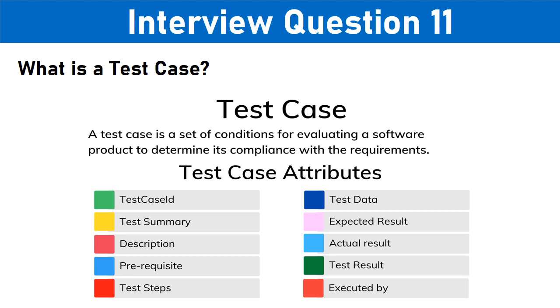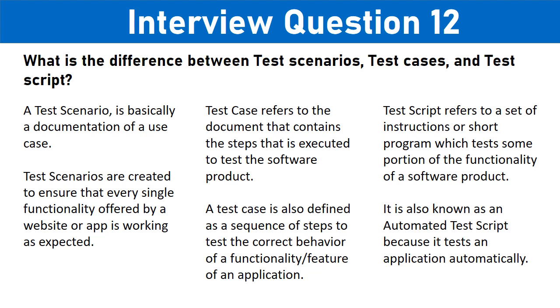Now let's take a look at the main test case attributes. Though we need to remember, different test management tools have different attributes. Test case ID, test summary, description, prerequisite, test steps, test data, expected result, actual result, test result, and lastly, executed by. Next question: what is the difference between test scenarios, test cases, and test script?